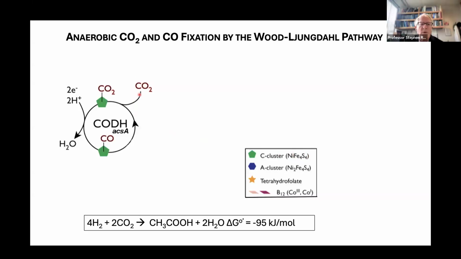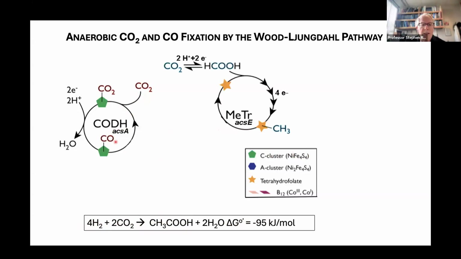And that takes 1 mole of carbon dioxide. Overall, we have 4 moles of hydrogen, 2 moles of CO2. They make acetic acid that comes in as acetyl-CoA, which is also fixed into cell carbon. The acetate is a product of this overall fermentation and it's thermodynamically favorable. So one of these CO2s comes in here, binds to the C cluster and makes carbon monoxide.